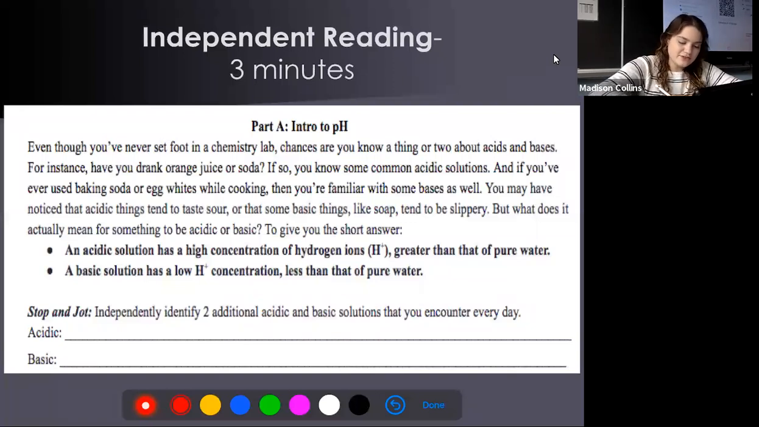Even though you've never set foot in a chemistry lab, chances are you know a thing or two about acids and bases. For instance, have you ever drank orange juice or soda? If so, you know some common acidic solutions.